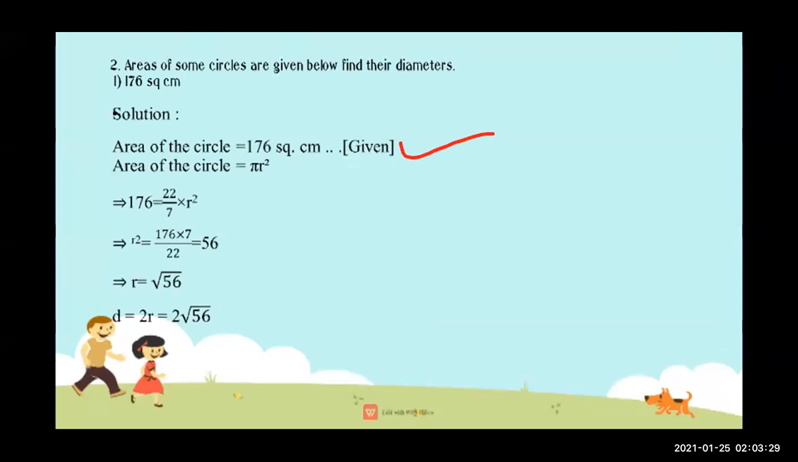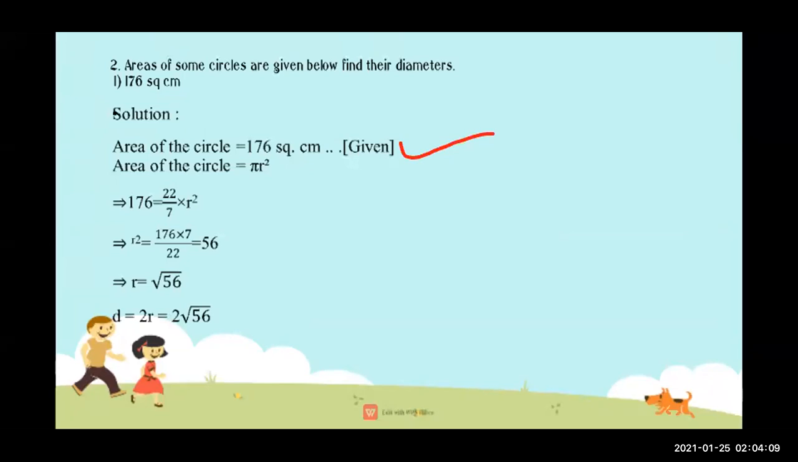Now next, what do we have to find out? We have to find the diameter of the circle. But when only the area of a circle is given, first what are you going to do? You are going to find the radius. Then after finding the radius, you are going to solve it by the formula of diameter, that is, diameter is 2 times the radius. Now let us see how we are going to solve it.